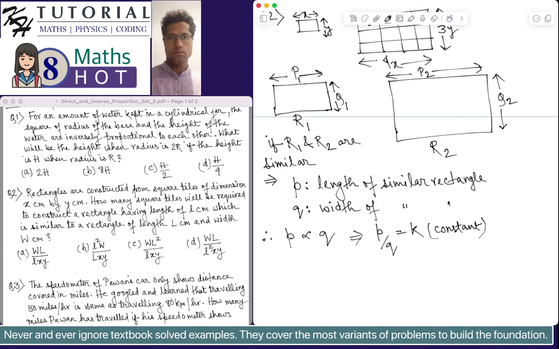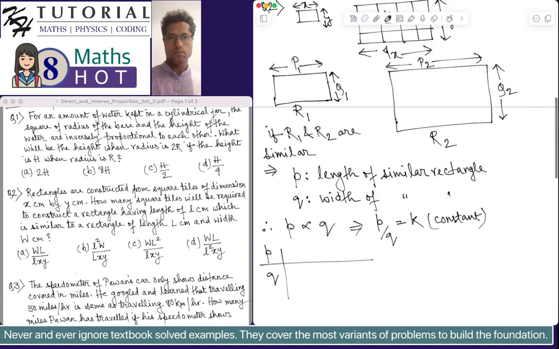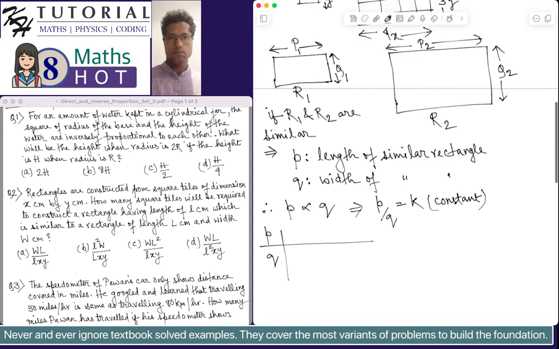Okay, now if I consider a table P and Q, first we are trying to find what will be the dimension of the rectangle whose length is small l, and which is similar to a given rectangle of length capital L centimeter and width W centimeter. First we need to find the dimension of the rectangle whose length is given as small l centimeter.